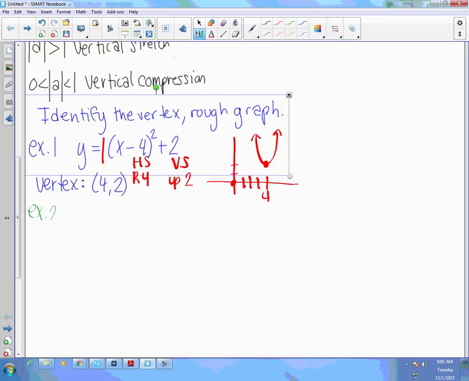Okay, example 2. Y equals negative (x minus 3) squared plus 5. Can you check me, please? Actually talk to them this time. Think about opposite, same, and tell each other what the vertex is. And keep telling them back the same answer.